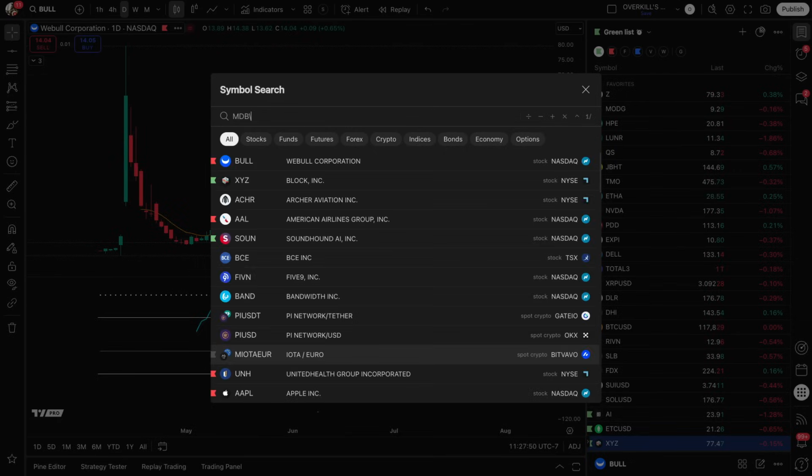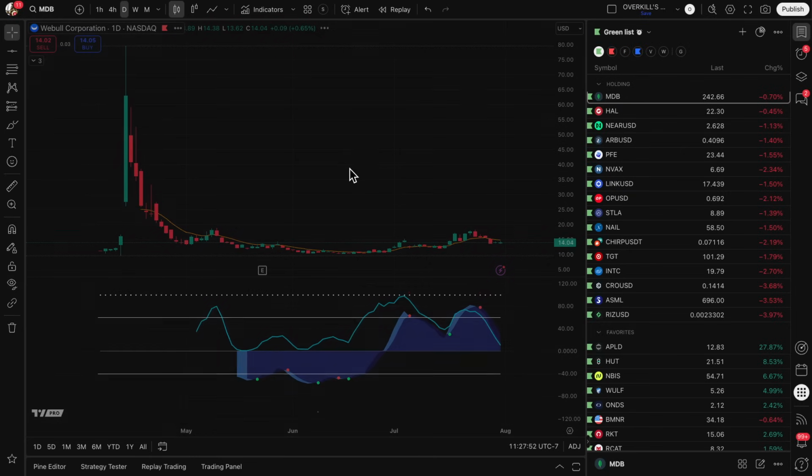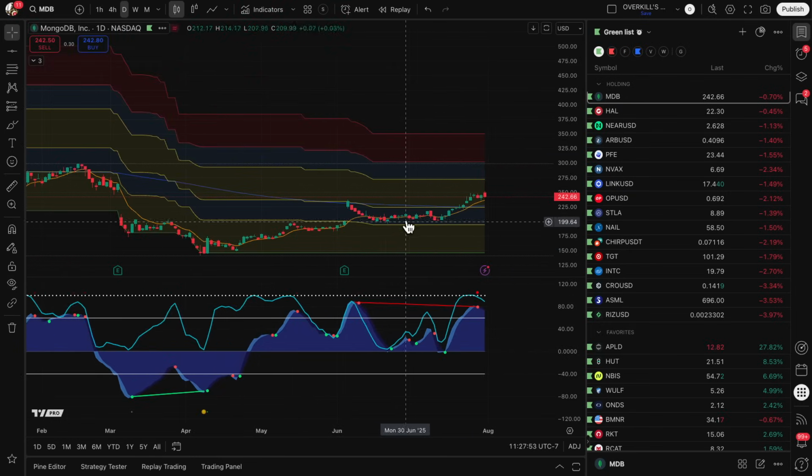MDB, this one's had a really nice move. This was a really good trade for me, at least. I was buying right here in this area at 200. It popped all the way up here to around 260. I think I made like 25%. It did give a red dot, so I did take some off.